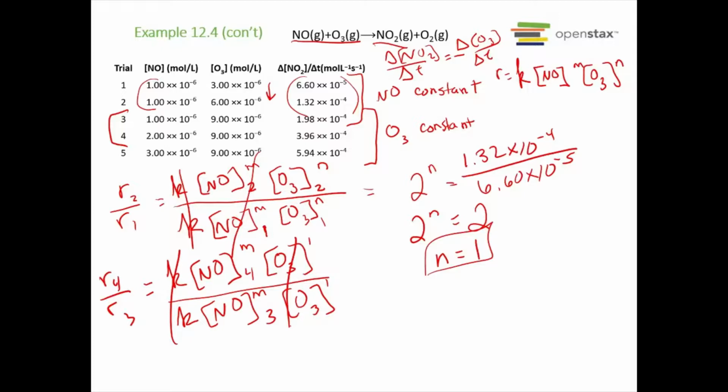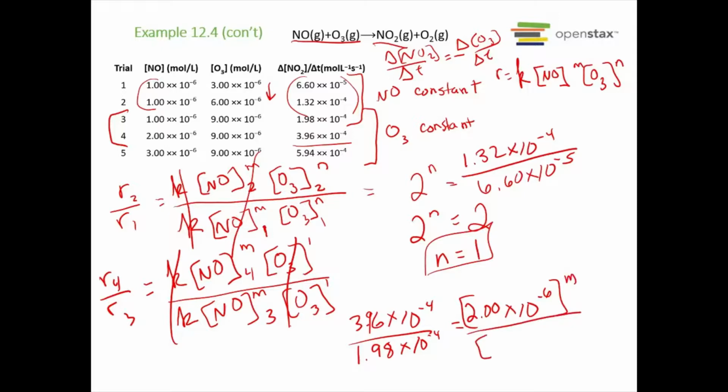Our rate of reaction 4 is equal to 3.96 times 10 to the negative 4th divided by 1.98 times 10 to the negative 4th. And that is equal to our NO concentrations to the M power. So that is now 2.00 times 10 to the negative 6th, to the M power, divided by 1.00 times 10 to the negative 6 to the M power.